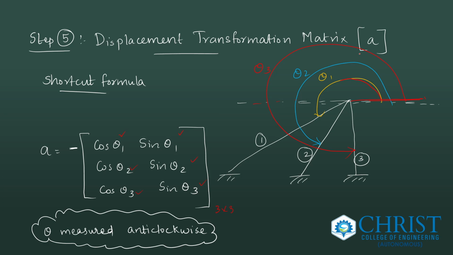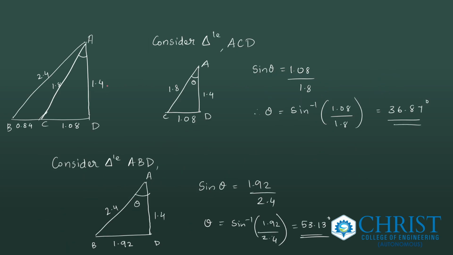Okay, now let's find out these angles theta 1, theta 2, theta 3, for which I use the triangle concept. So see, A, B, C, D, the dimensions 0.84, 1.08 are all given in the question. This is 90 degrees, right? So if there is a horizontal line, this is my 90 degrees. So consider triangle ACD, this triangle. I have to find this inner angle. How will I find it? I know the dimensions, the lengths.